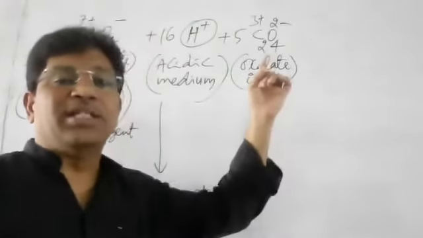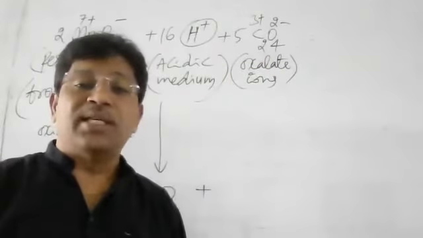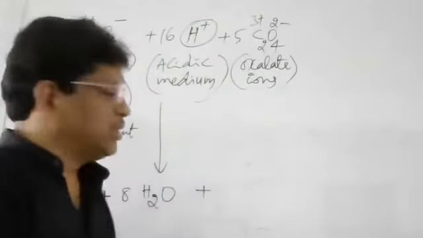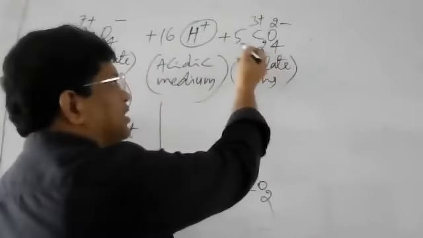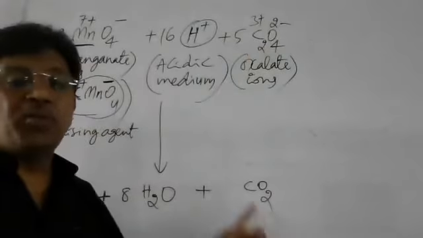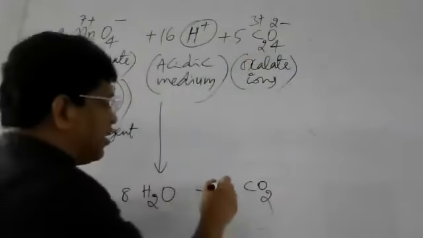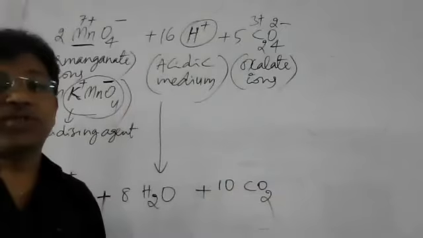Then from this C2O4 minus 2, which molecules are produced here? CO2 molecules are produced. Now, how many carbon atoms here? 5 into 2, 10 atoms of carbon. Then how many CO2 should be formed? 10. So 10 CO2 are formed here.